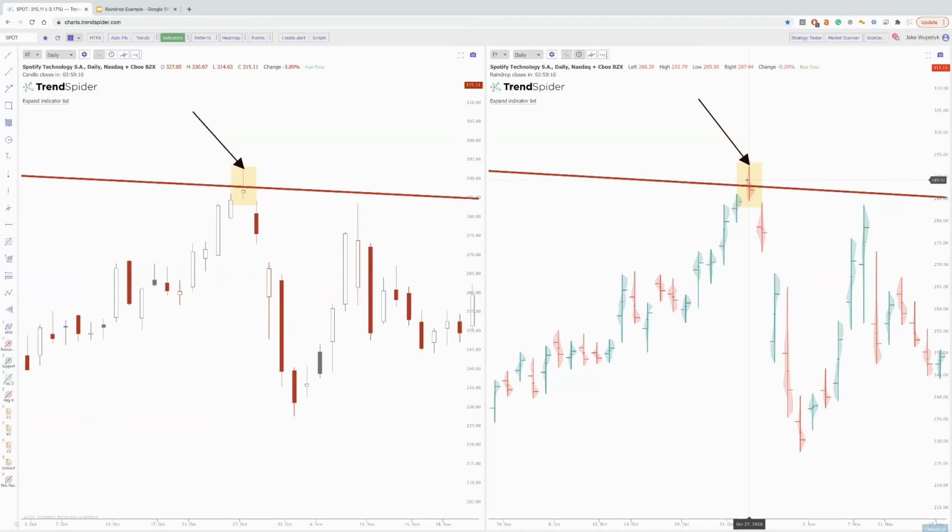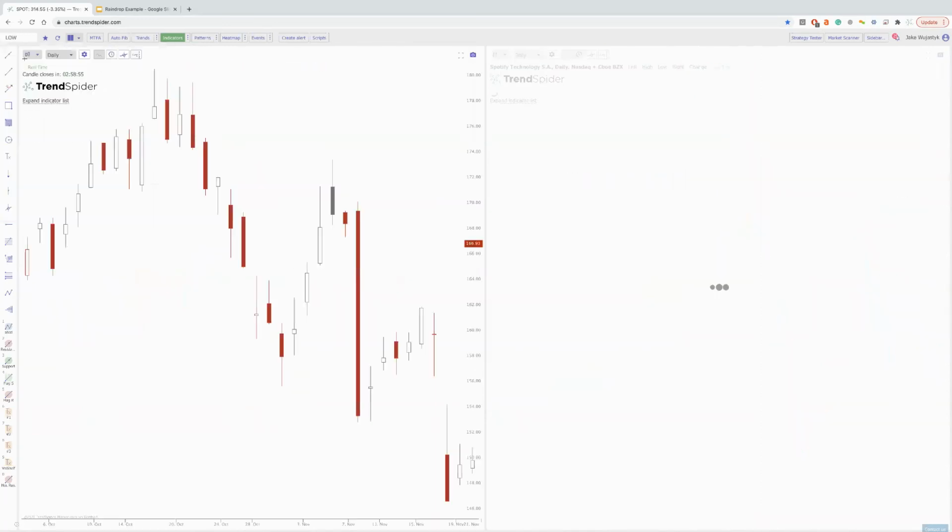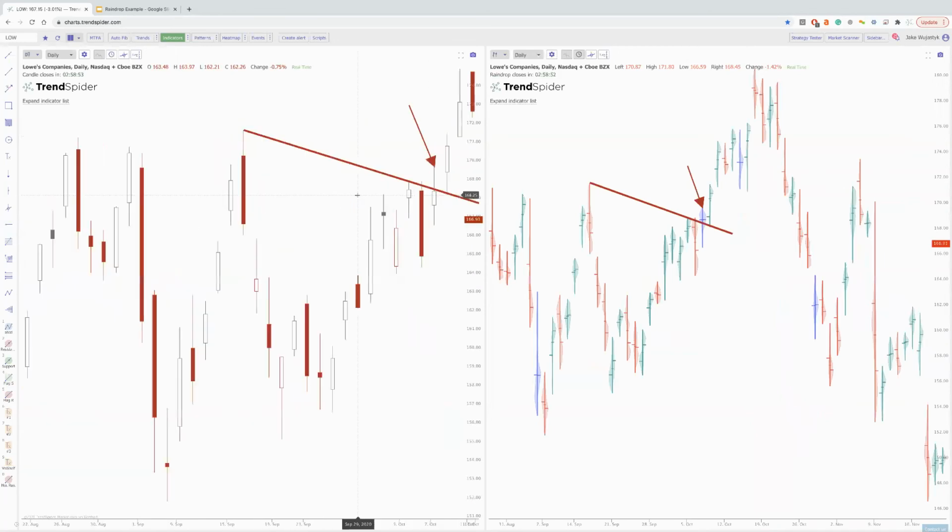In this case, we don't have that. It's flat, so we know that there wasn't a lot of conviction by buyers up here, and then we had a nice continuation down. So this is a way to confirm what you're seeing with the hollow candle by looking at the raindrop. Another one is lows. So lows is an example here, pretty much the same exact example.